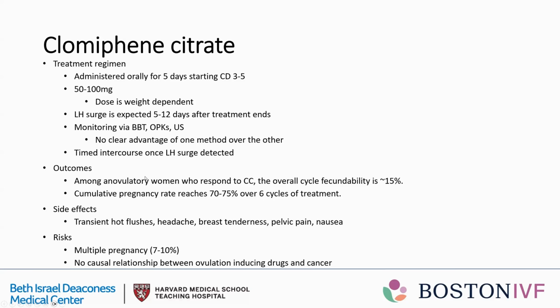The side effects associated with Clomid are usually transient: hot flushes, headaches, breast tenderness, pelvic pain, and nausea. The main risk we discuss is the risk of a multiple pregnancy, and there's about a 7 to 10% chance of that happening. A common question we get asked is any relationship with cancer, and really there's no causal relationship that was found between any ovulation-inducing drug and cancer.